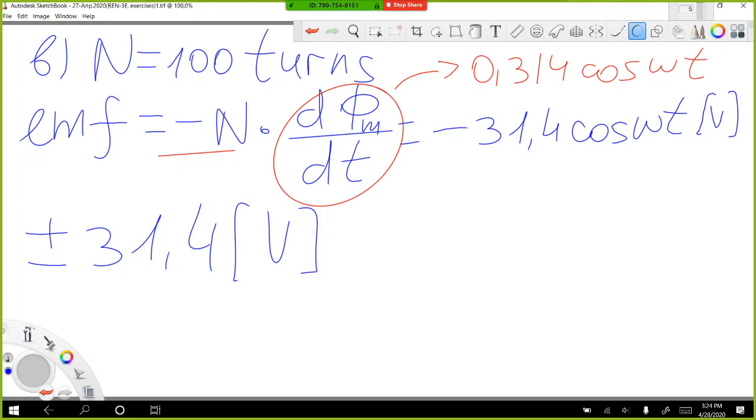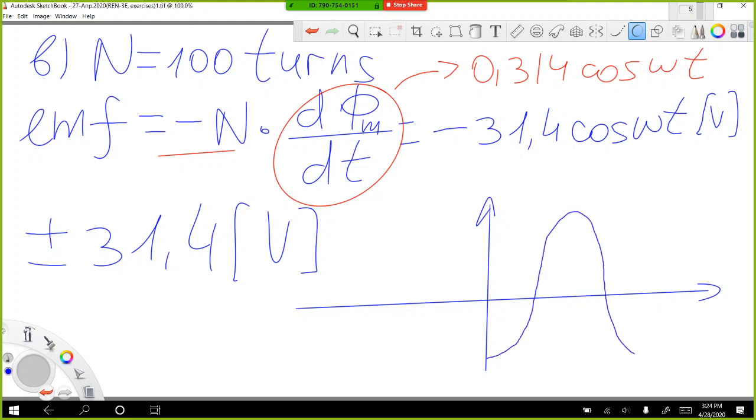These are the maximum values of our induced EMF. If we look, you will see a pure sinusoid with the maximum values of minus 31.4 and plus 31.4 volts.